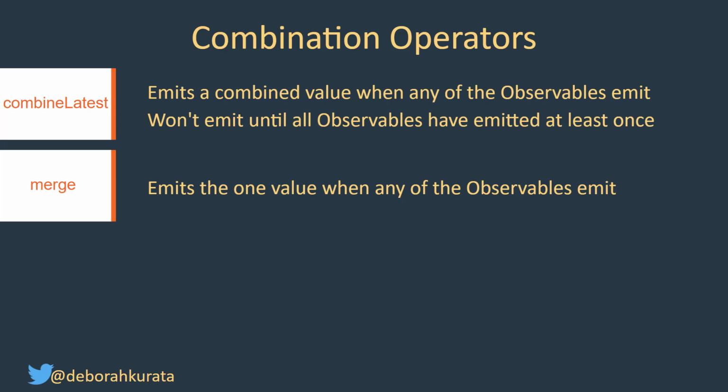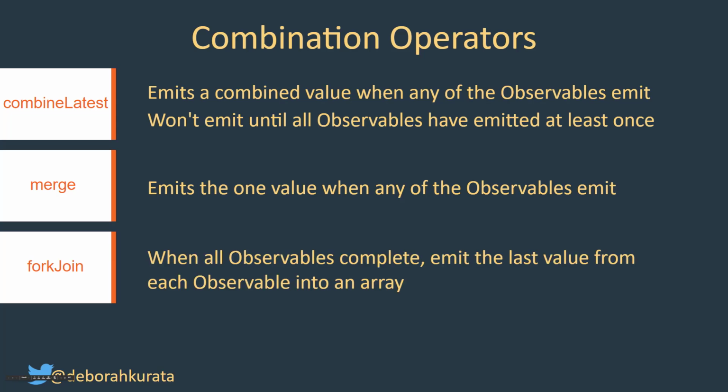The last one is forkJoin. When all observables complete, and that's an important part of this, when all observables complete, emit the last value from each observable into an array. When we talk about action observables, and we're talking about them continuing because the user could continue to pick different categories or continue to do paging or whatever they're going to do, those observables aren't going to complete. So you don't want to forkJoin them because they'll never emit anything, because it won't emit until all of the observables you're forkJoining are complete.